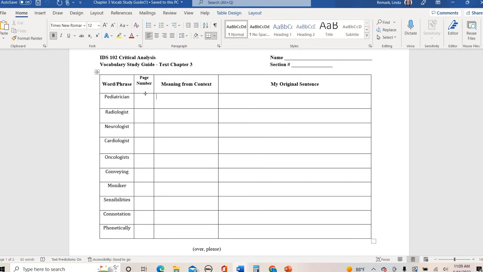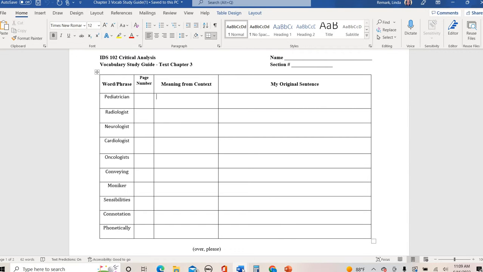The page number is so that you can more easily find your word. The meaning from context is so that you're getting the right definition for how it is being used in our selections, because some words have multiple meanings. And then the original sentence is just if you want to make sure that you really understand how to utilize the word in the context of writing.